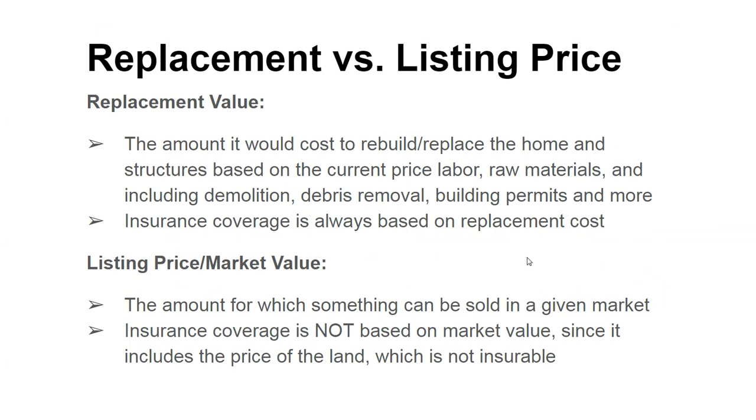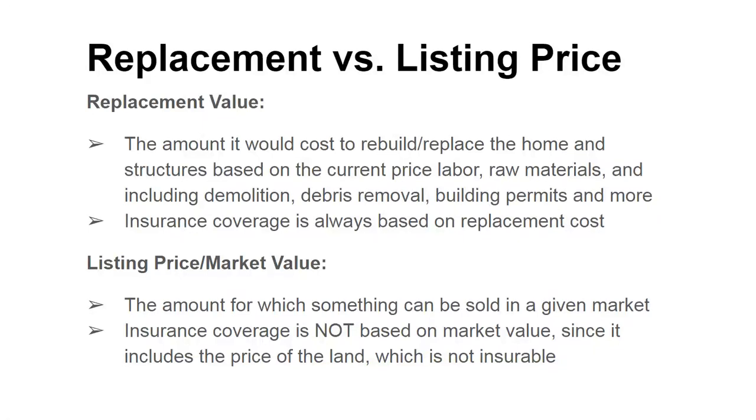That makes sense. So let's jump in real quick to the replacement cost versus the listing price or the market price. Replacement cost is the amount that it would take to rebuild the home if something were to happen to it. It burns to the ground. We're going to look at the price of labor, raw materials, demolition, debris removal, building permits. Basically, what is it going to take to rebuild the home? That's what the replacement value is.